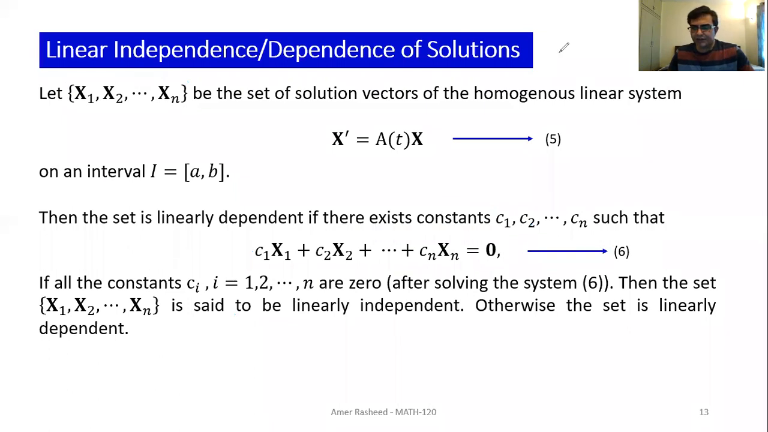Is there a question in the chat window? Sir, didn't you say that every linear system will have one solution? No, the statement is incorrect.